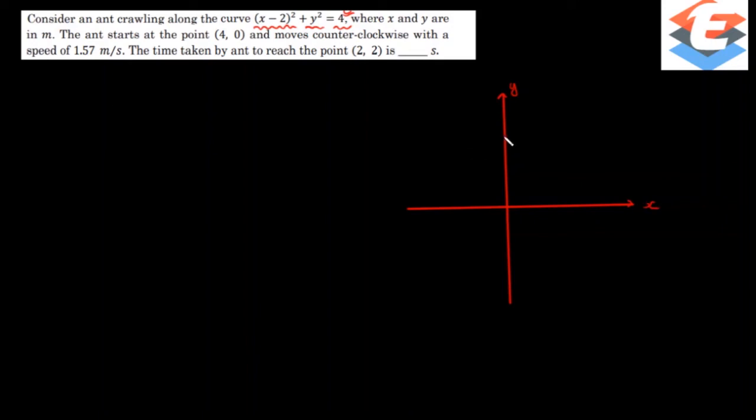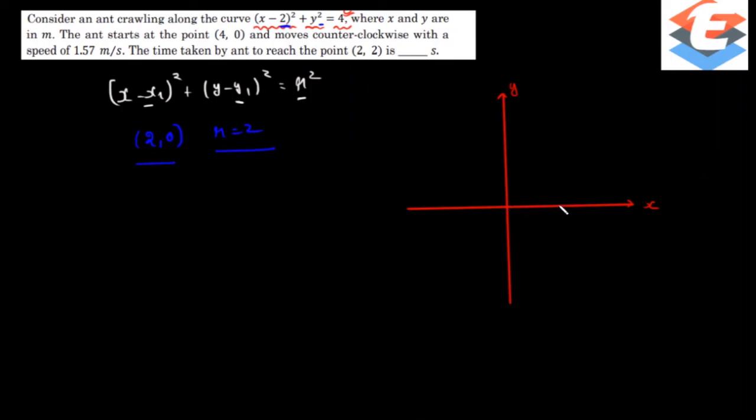First of all, we need to find out the points. x minus 2 whole square plus y square is equal to 4. We know the general form, x minus x1 whole square plus y minus y1 whole square is equal to radius square, where x1 and y1 are nothing but the center, and r is the radius. Here x1 is 2 and y1 is 0. So the radius is 2, and the center is 2 comma 0.